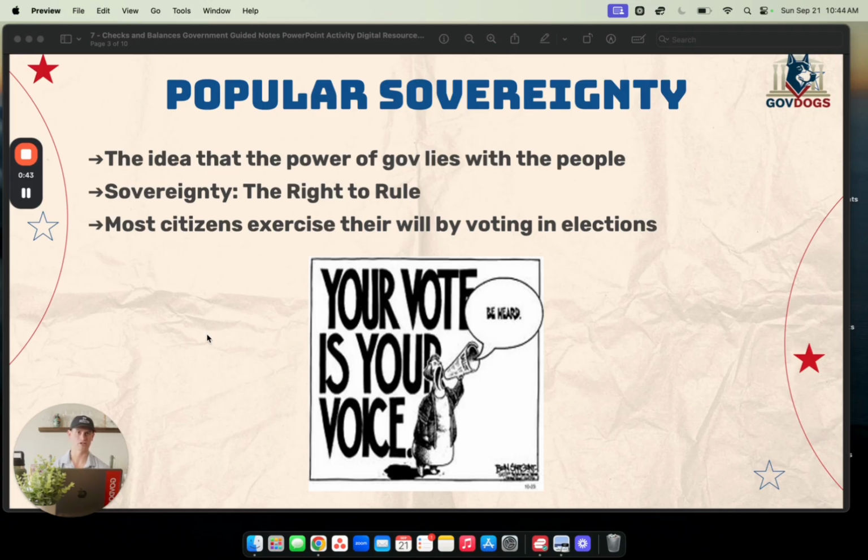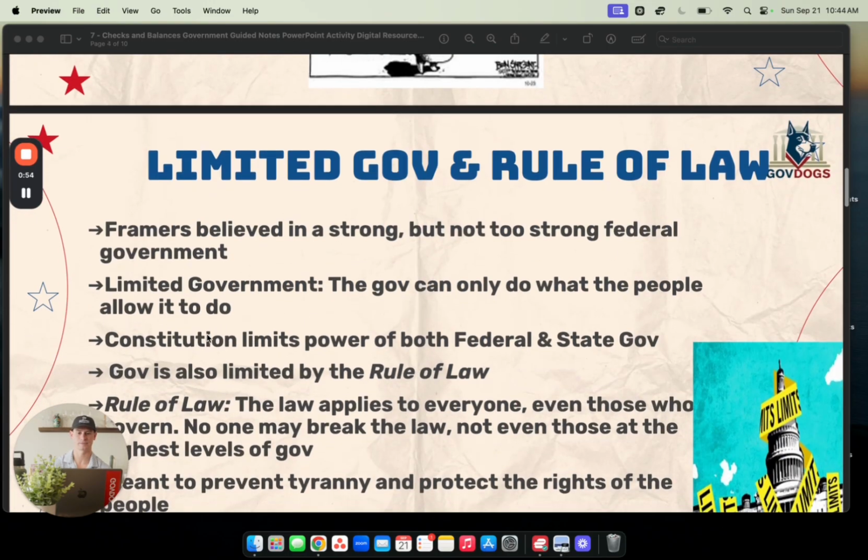Never forget that the politicians you vote for work for you. You are their constituents. You are the people that are putting them in power. They don't get that power unless you vote for them. That is the idea of popular sovereignty.